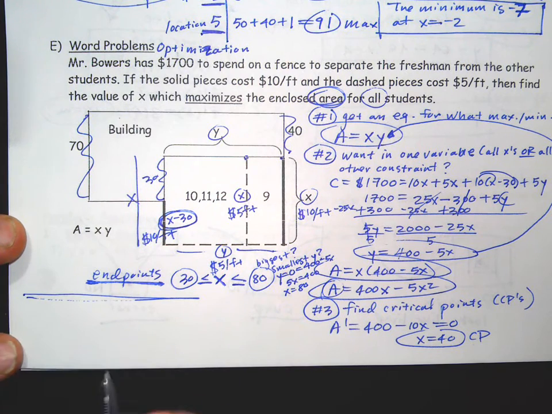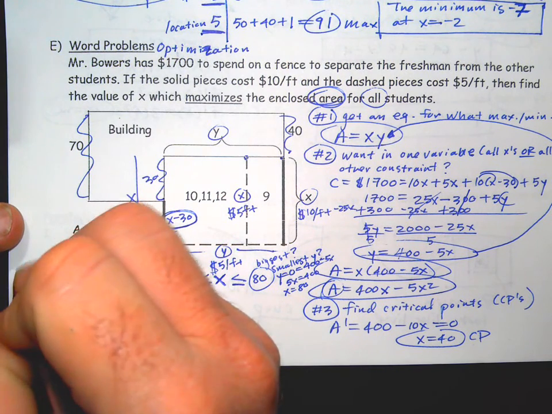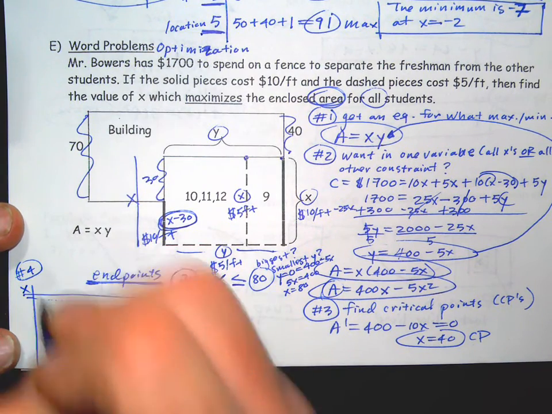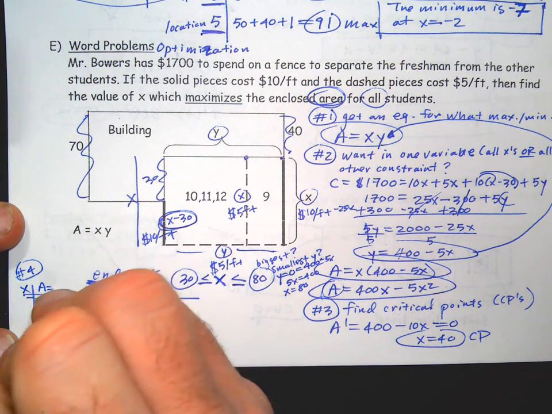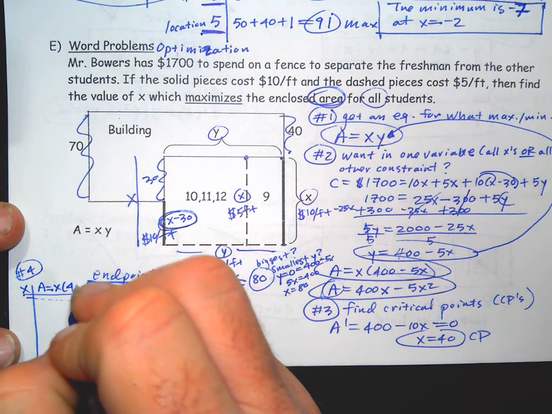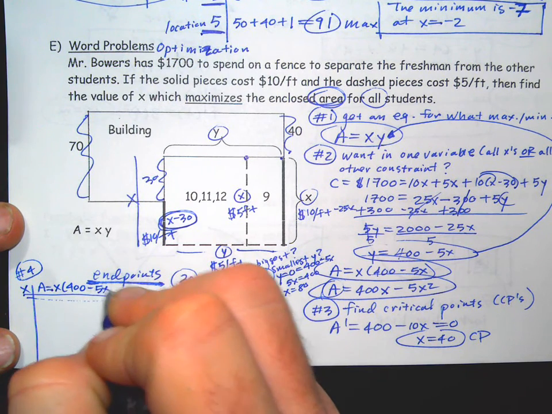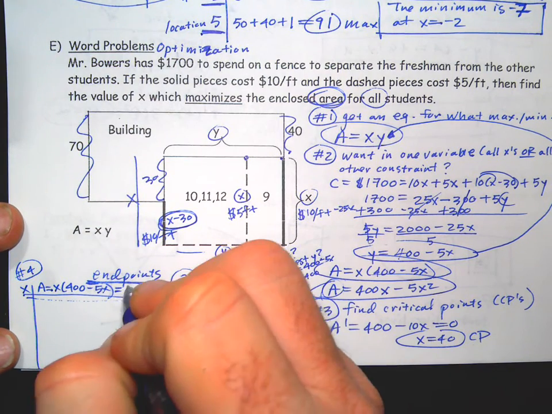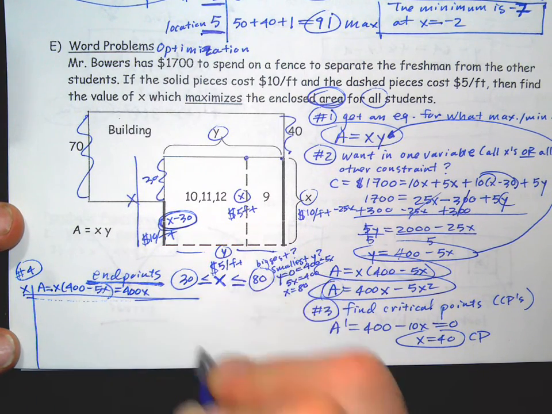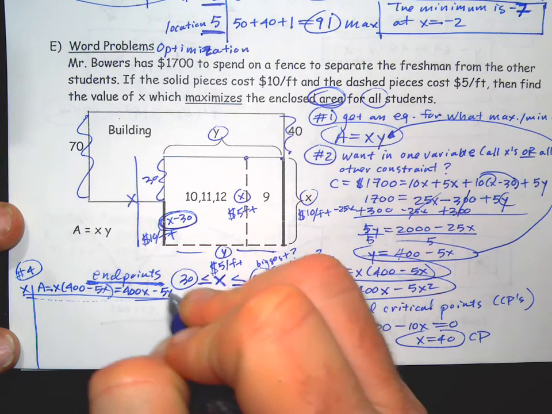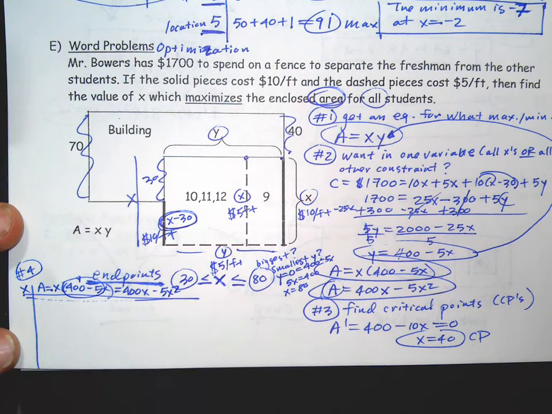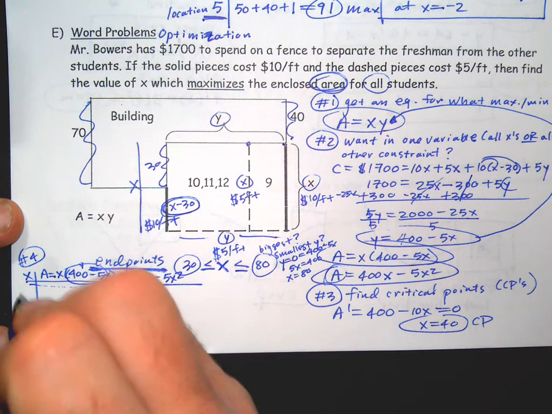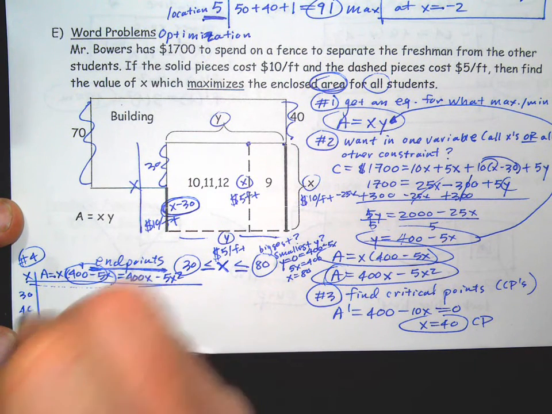So then what we do for the next step, number 4, is we plug in the endpoints and critical points, make a table, and plug them into the area formula. Now, I like to use the factored version. I feel like it makes the work easier to do in my head. But you could use that one, or you could use the non-factored one. But I find the factored one is easier to do the calculations in my head. It also shows you what the x and y values are very clearly in your work. So we're going to go 30, 40, 80.